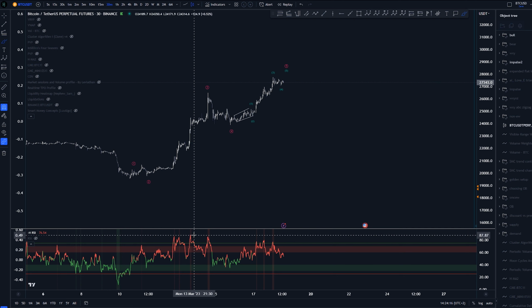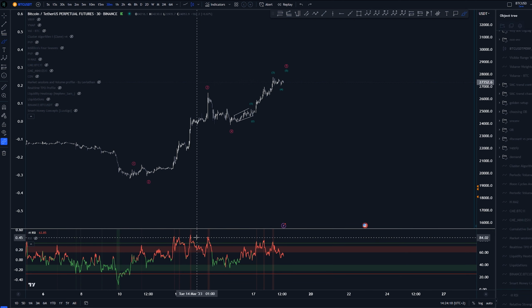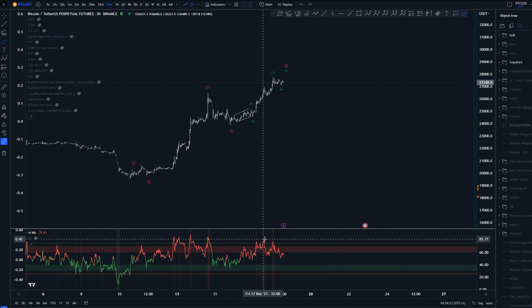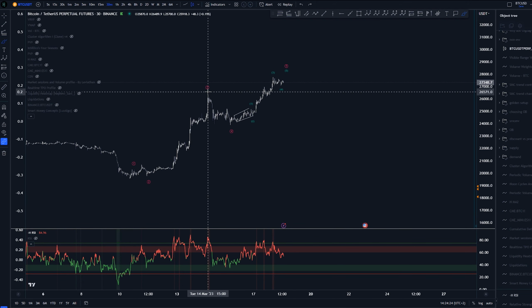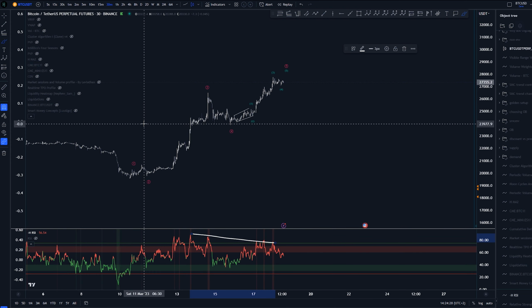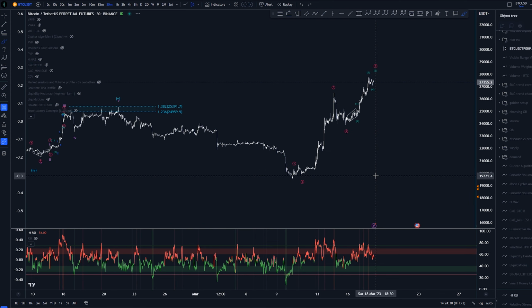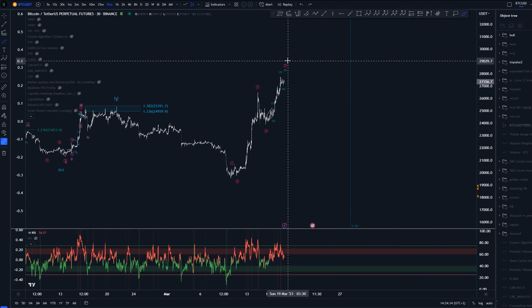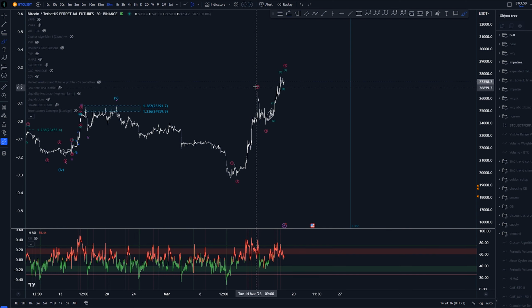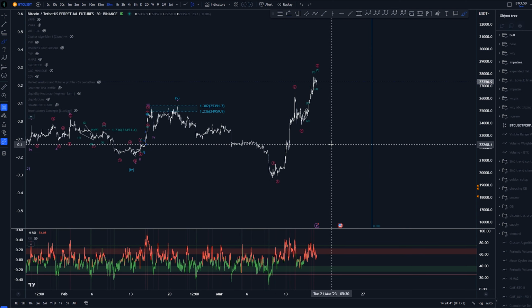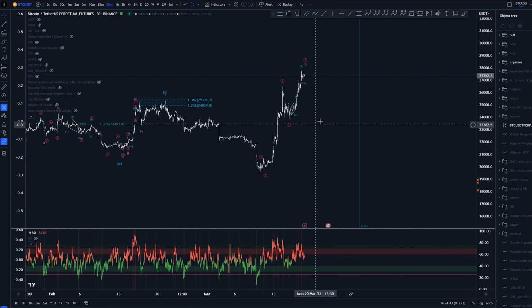Let's check out the 30 minutes. We do have divergences here, as mentioned before, and we do have divergences here already in place, and again divergences all the way. So again, those are all the things that we are looking for in any 5-wave move. Divergences within the third wave, divergences within the fifth wave, and divergences between the third and fifth wave. So everything is very well placed here as well for a 5-wave move.